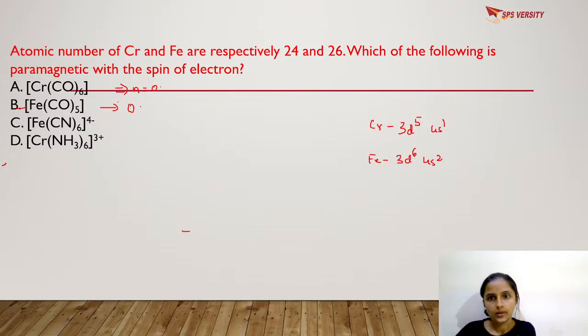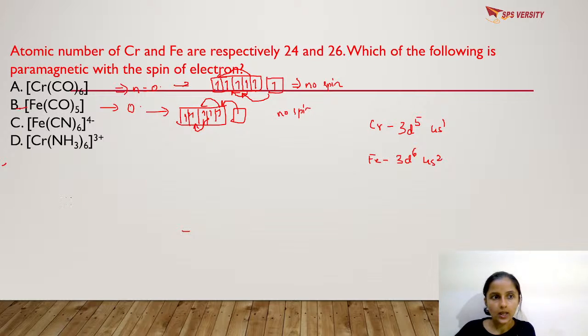If it is chromium and carbon monoxide is a neutral ligand, here the electrons are going to pair up. So if it's 3d5 4s1, 1, 2, 3, 4, 5 and 1, during the jumping this will shift over here, this will shift over here, and another electron will shift over here. So here no free spin available. Fe, that's 3d6, 1, 2, 3, 4, 5, 6, and this will jump here, this will jump here, and the next 2 electrons are also going to jump. No free spin.